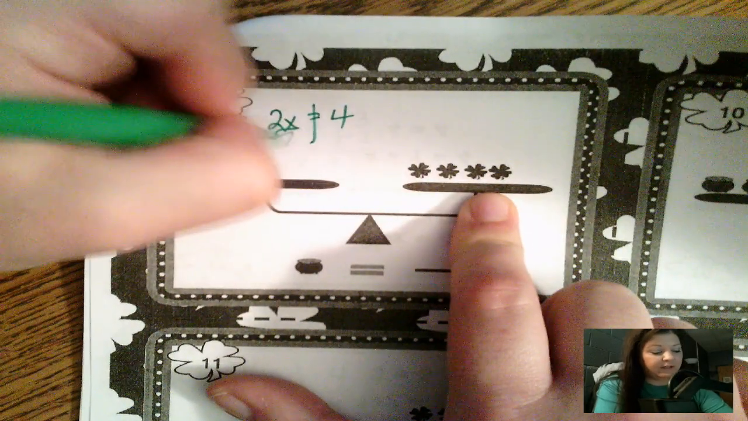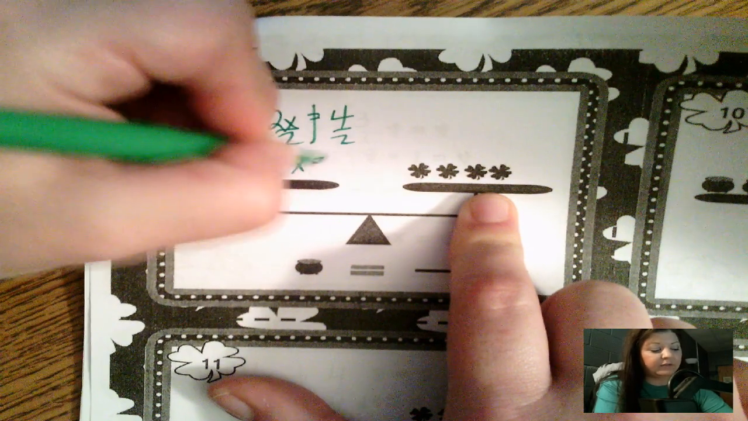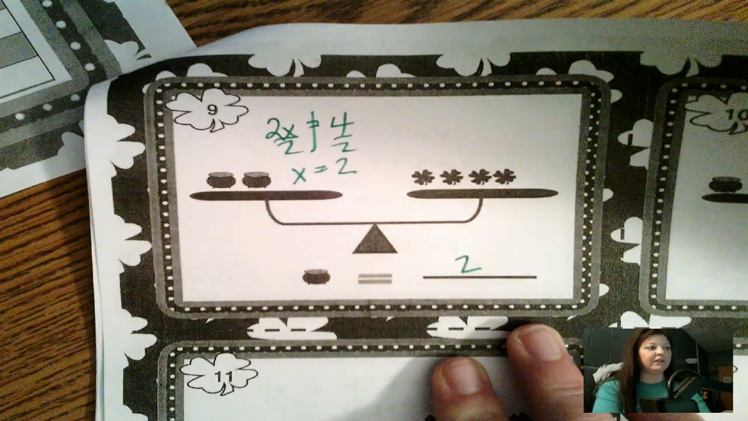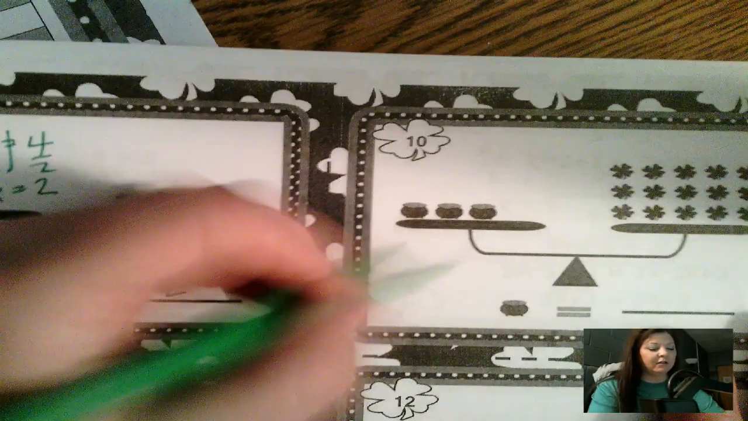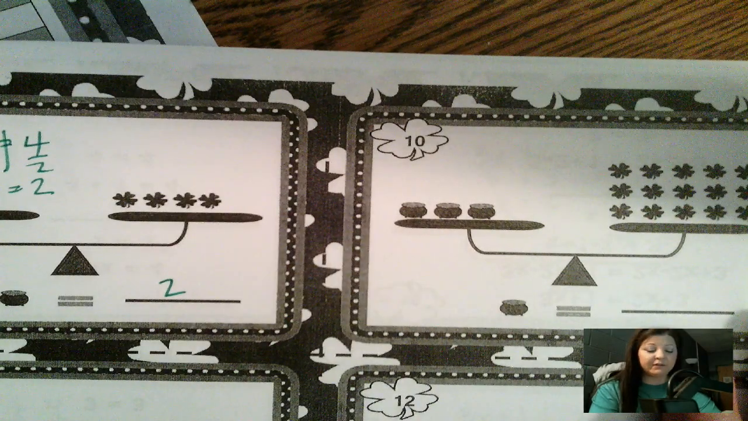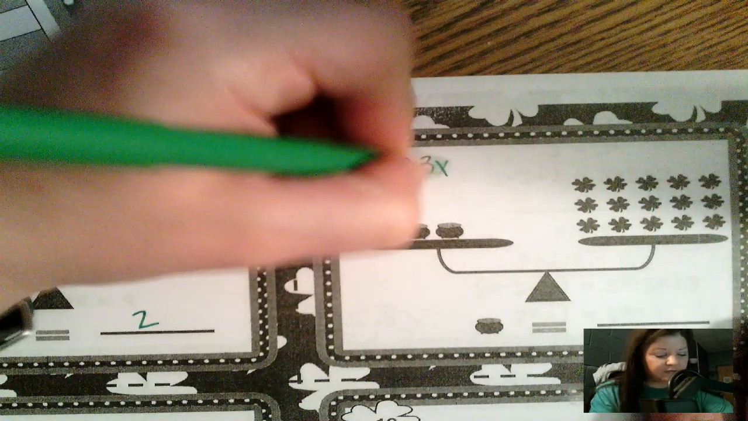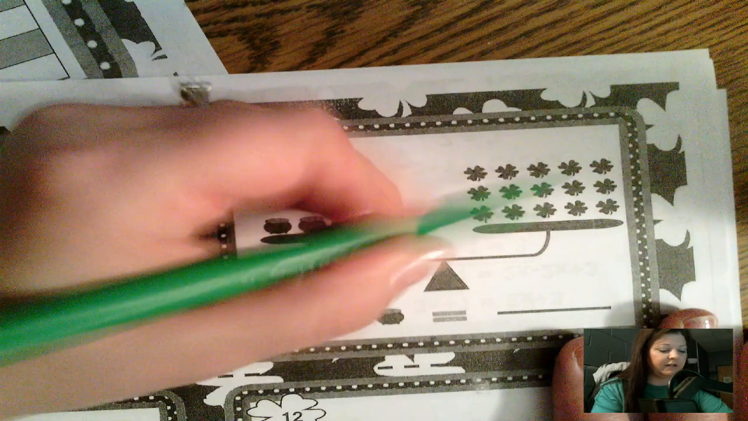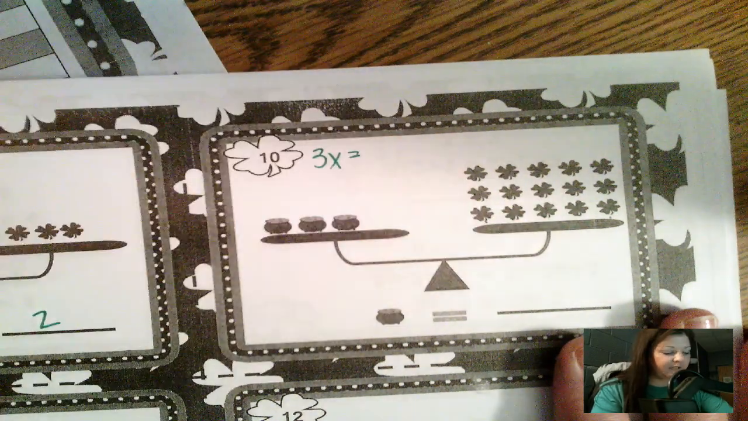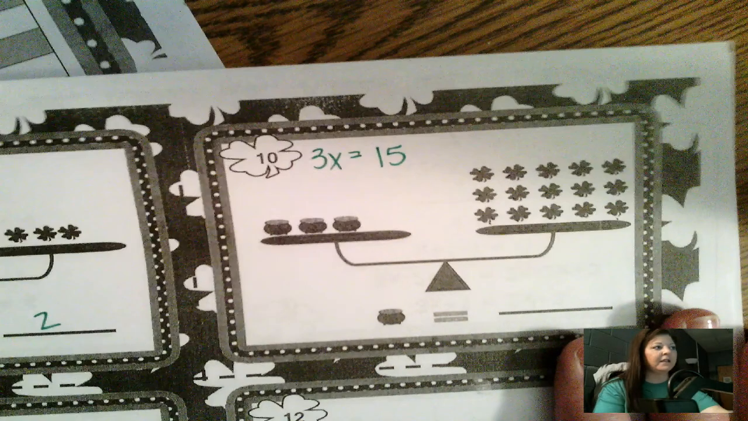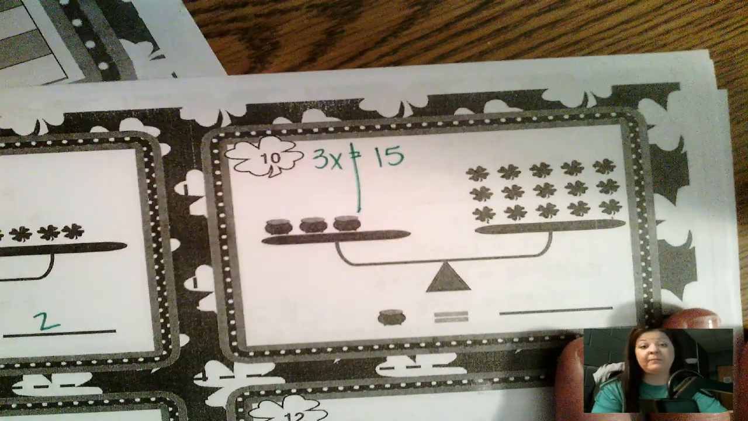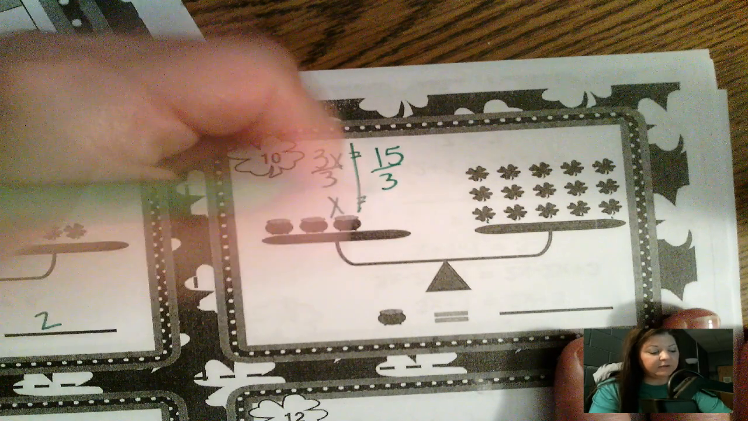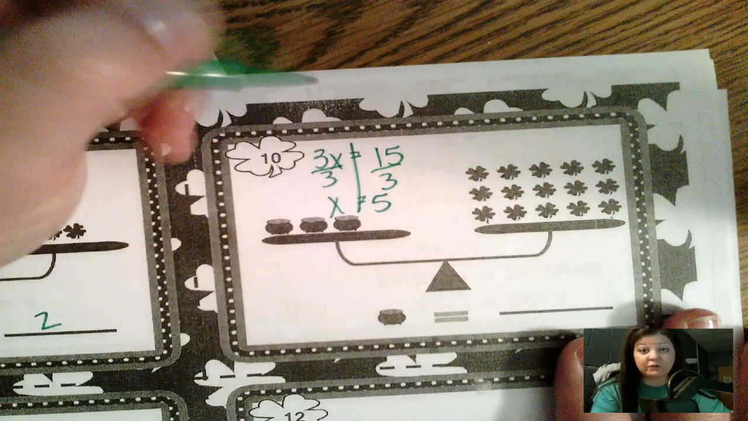If we divide those by 2, we have x is equal to 2, okay? And so x equals 2 there. Number 10, we have 3 pots of gold, so we say 3x is equal to, let's see, 1, 2, 3, 4, 5, 6, 7, 8, 9, 10, 11, 12, 13, 14, 15 clovers, right? So if we divide that by 3 pots of gold, we have x is equal to 5 clovers, okay?